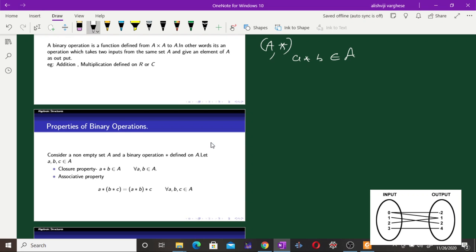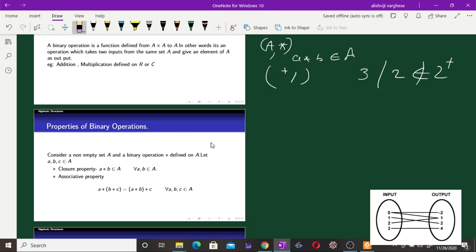Then there are cases in which we don't have this closure property. For example, if you take the set of all positive integers and consider the subtraction operator minus, or the set of all positive integers with division. Then, if you take two numbers, say 3 and 2, then 3 by 2 is not an element of Z plus. So it does not have the closure property.